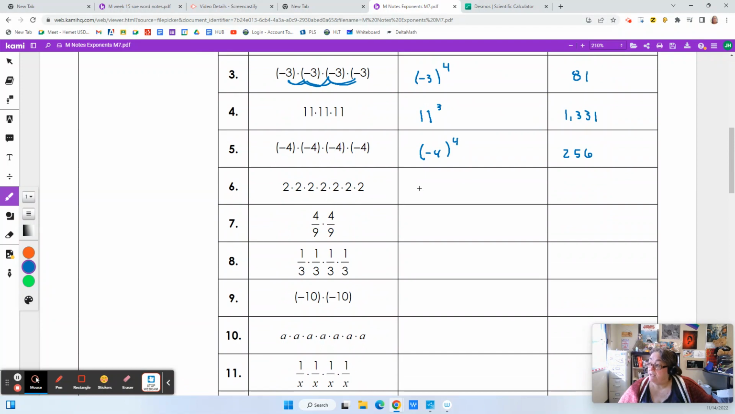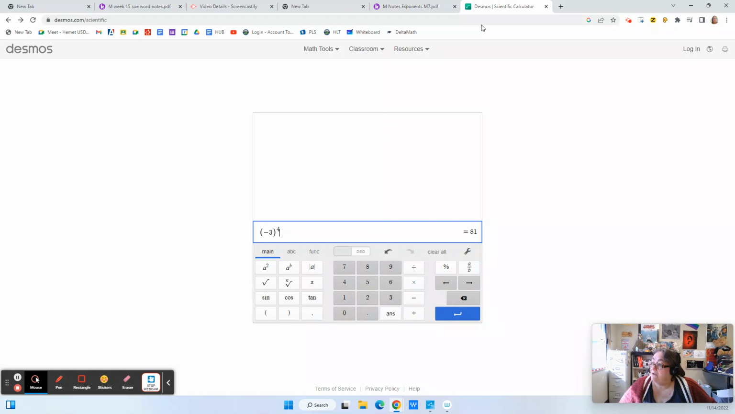So here, what do we have? We have 2 as our base, and we're raising it to the 1, 2, 3, 4, 5, 6, 7th power, right? And if we plug that into the calculator, we're just going to put in 2, and we're going to hit this A with the little b above it, and we're going to put in 7, and it's going to give us 128.